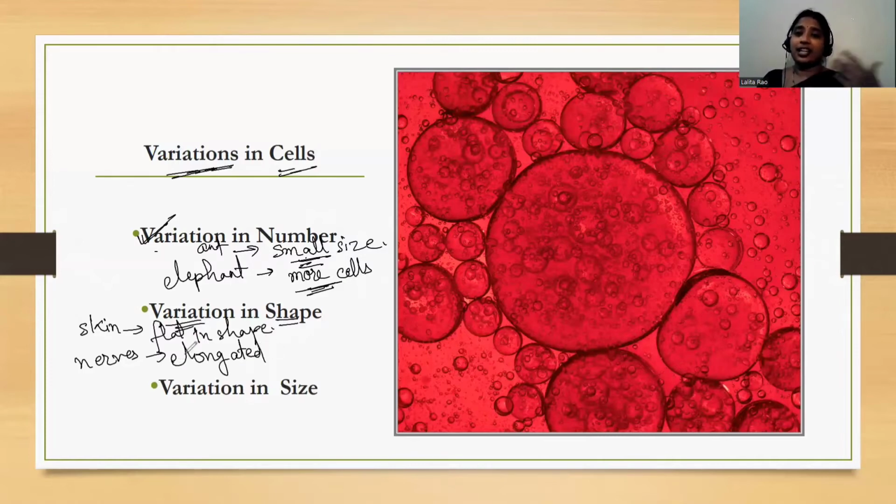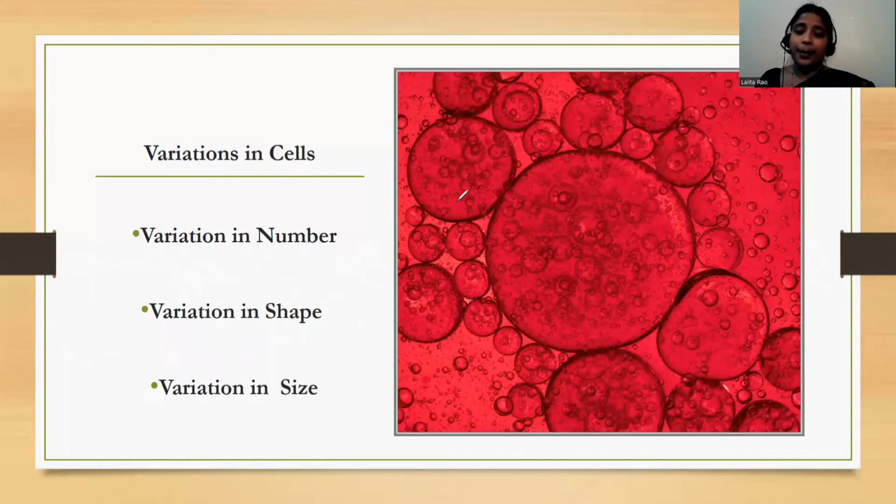That is why we can say that these cells vary in their shape, and definitely they vary in their size also, depending upon the location where they exist. All the cells are not of the same shape or the same size, but they vary in number, shape, and size. So variation in cells exists in their number, shape, as well as size.